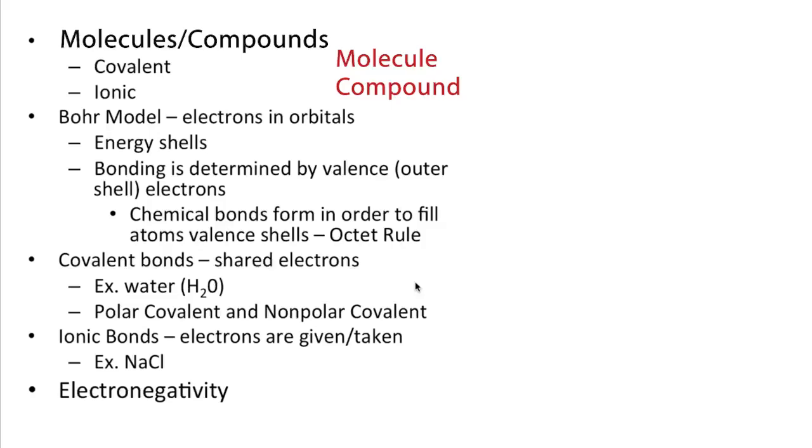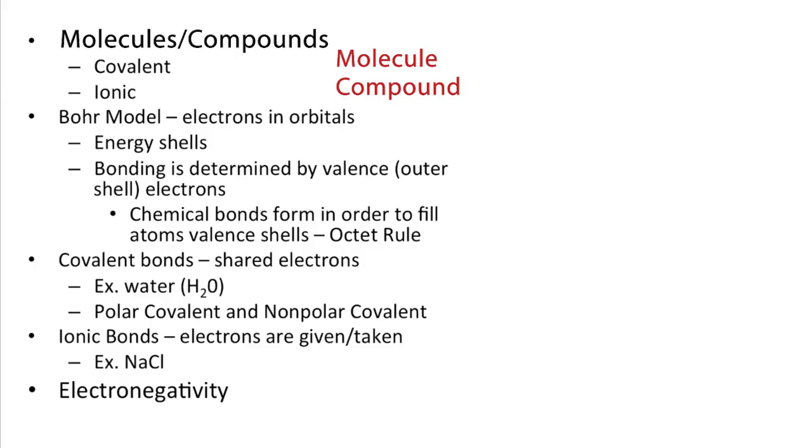Let's talk about molecules and bonding. How do molecules actually form? Well, a molecule is just made up of two or more atoms. They can be the same, two of the same atom, or they can be different atoms of different elements bonding together. There's two basic types of bonding that occur to make molecules.